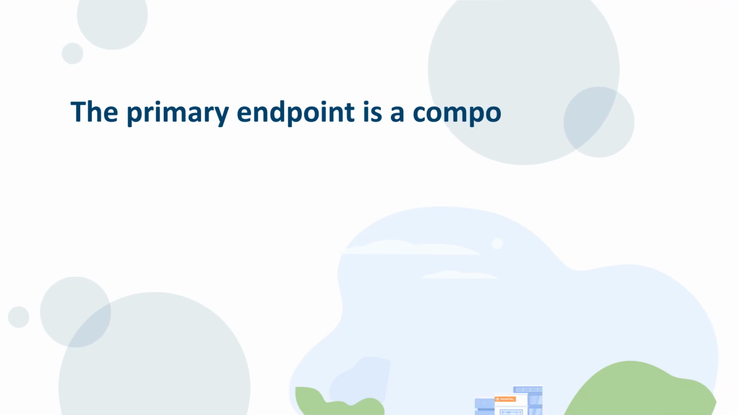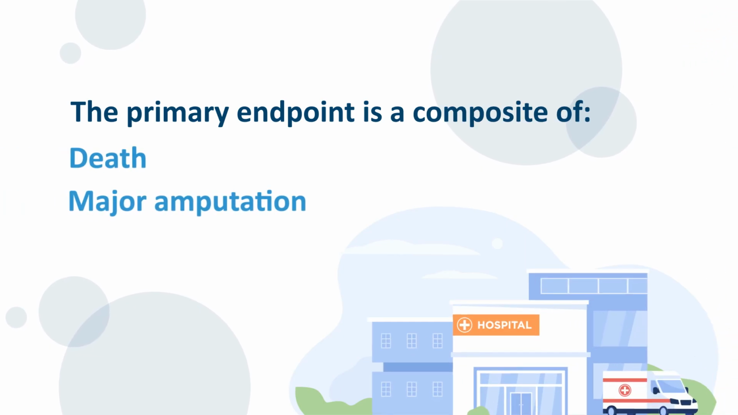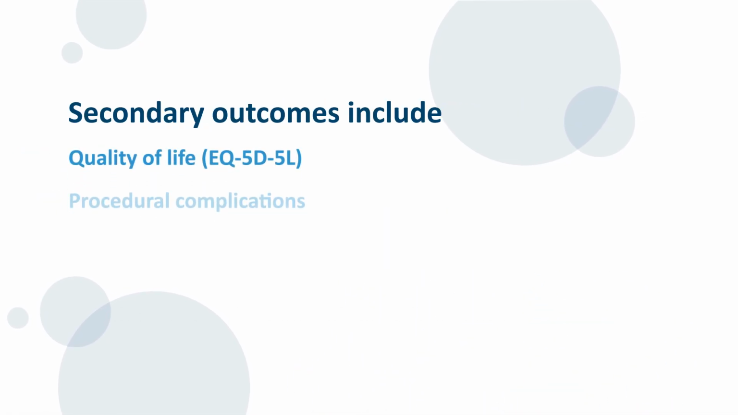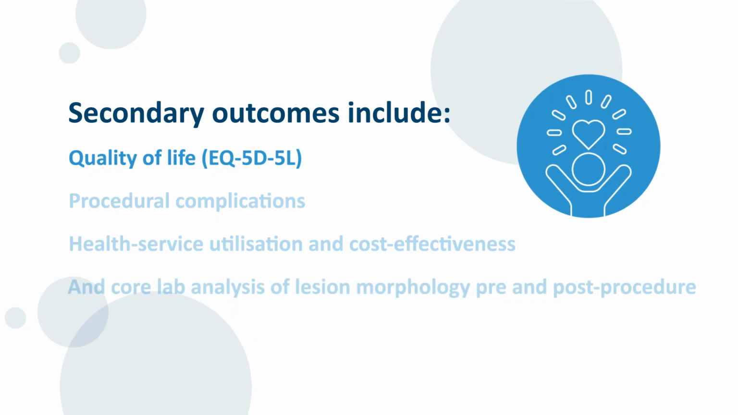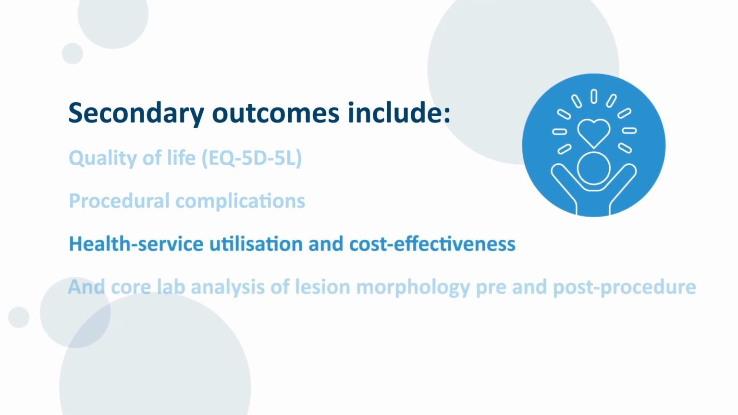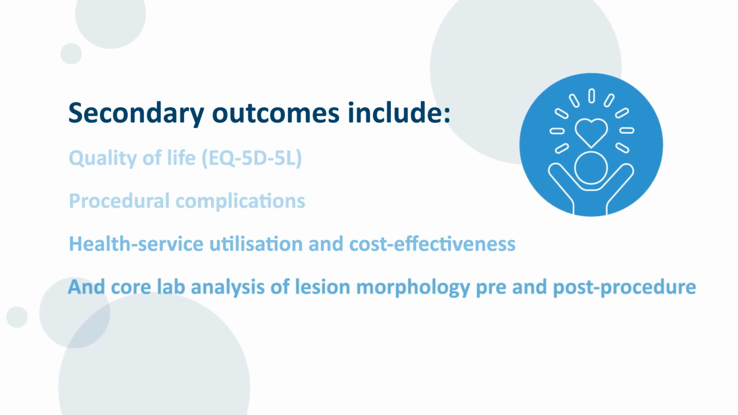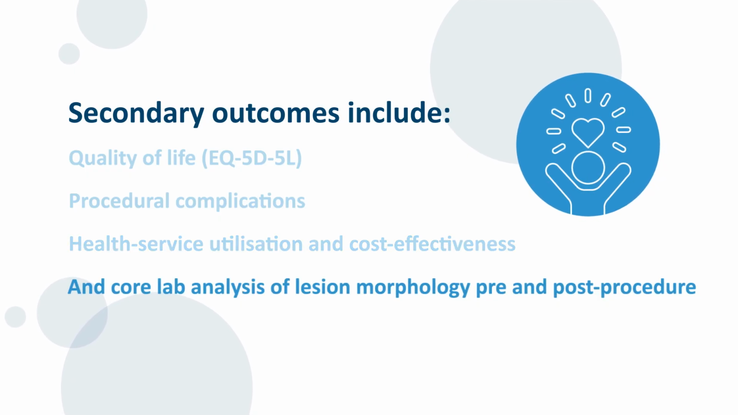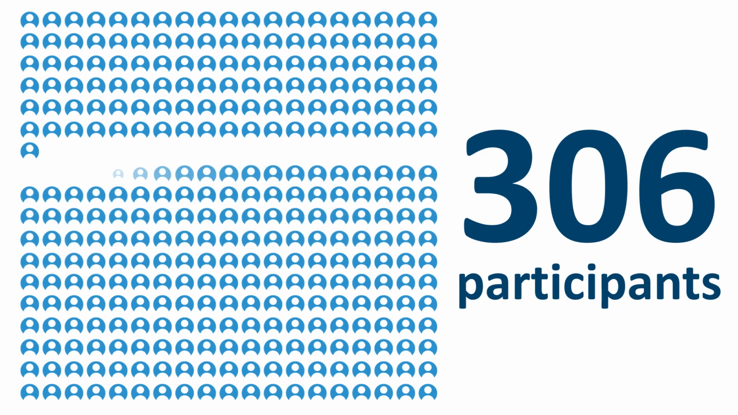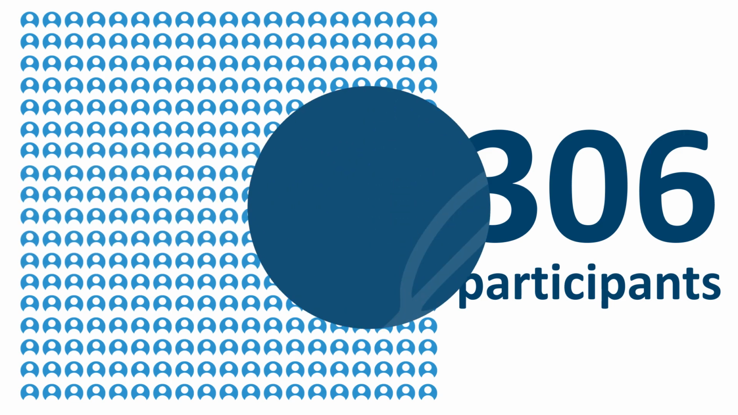The primary endpoint is a composite of death, major amputation, or clinically driven reintervention at 12 to 24 months. Secondary outcomes include quality of life, EQ-5D, procedural complications, health service utilization and cost-effectiveness, and core lab analysis of lesion morphology pre- and post-procedure. The sample size, 306 participants across 24 sites, provides adequate power to detect clinically meaningful differences.